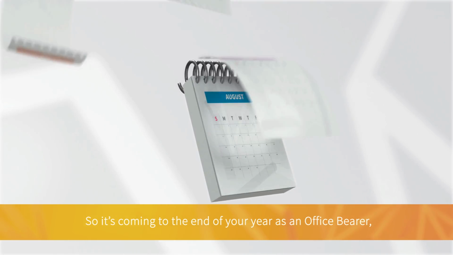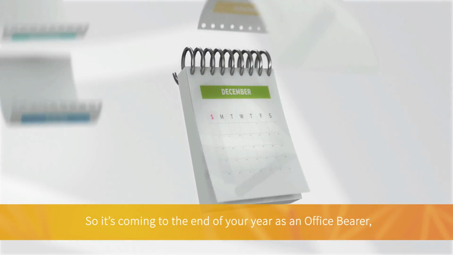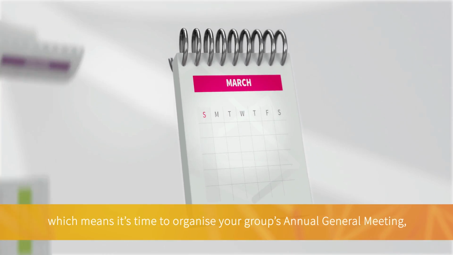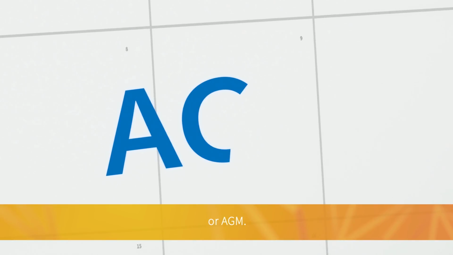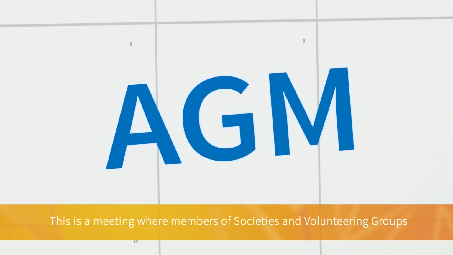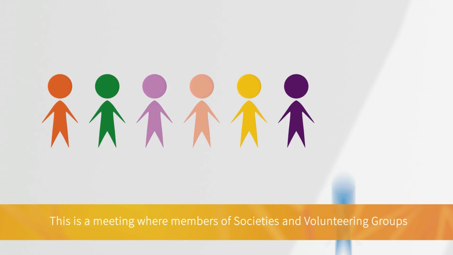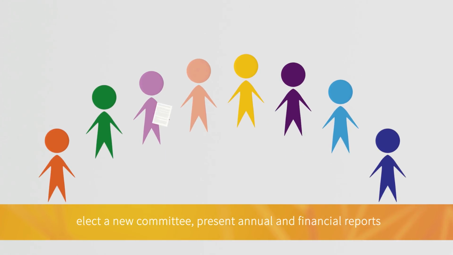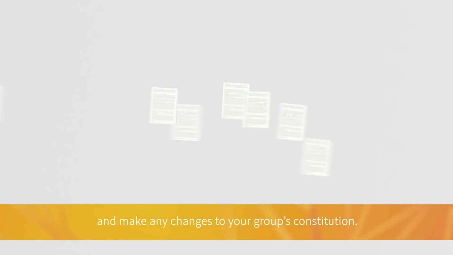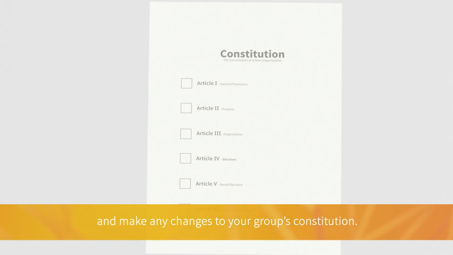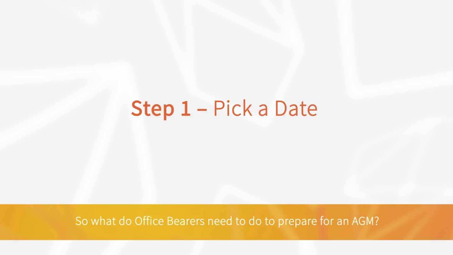So, it's coming to the end of your year as an office bearer, which means it's time to organise your group's annual general meeting, or AGM. This is a meeting where members of societies and volunteering groups elect a new committee, present annual and financial reports, and make any changes to your group's constitution. So what do office bearers need to do to prepare for an AGM?